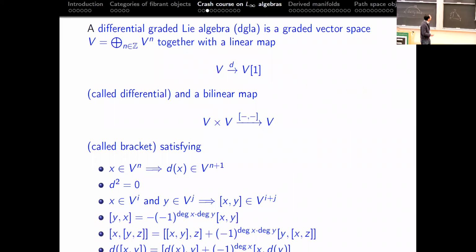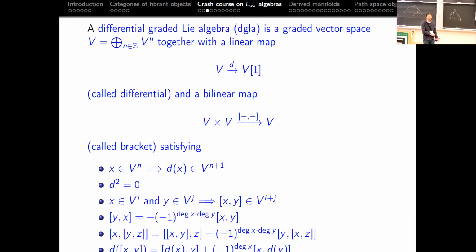This is standard. What is a DGLA? Differential graded Lie algebra. A usual vector space gives you a Lie algebra, and now you need a Z-graded vector space, and a D, which is a degree 1 map, and a bracket satisfying those conditions. That's graded Jacobi, and D is a derivation. This is a differential graded Lie algebra.